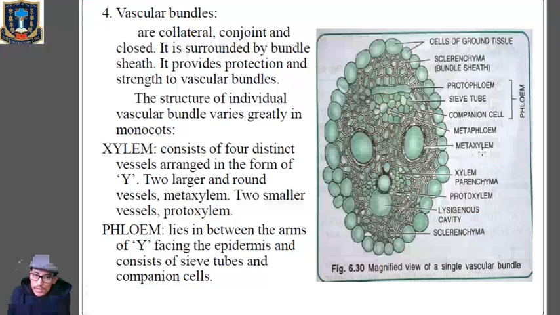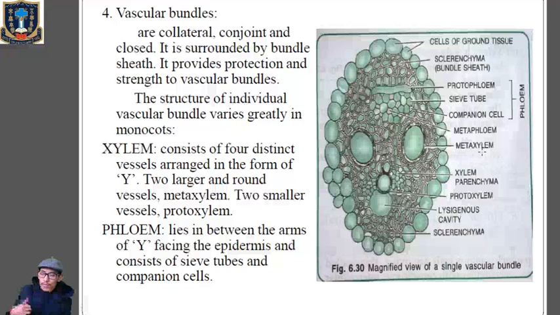So vascular bundles are collateral. I've told you already the meaning of those things: what collateral means, what conjoint means, and what closed means. Open type also we have discussed. Now here it is said that it is surrounded by a bundle sheath. It provides protection and strength to the vascular bundle. Clear? So first thing you remember here is that vascular bundles are collateral, conjoint, and closed.